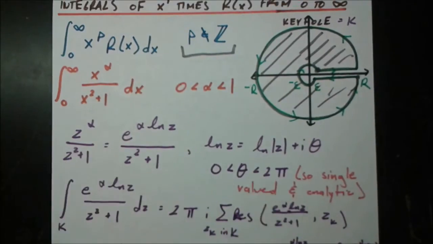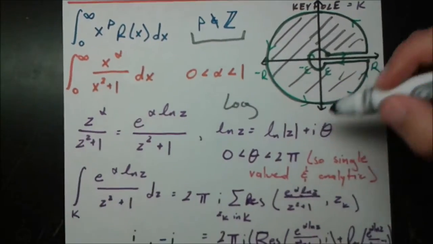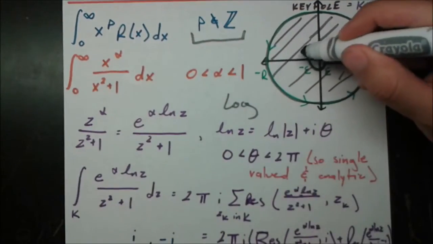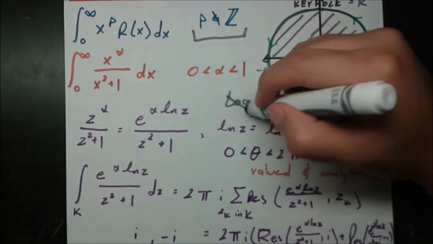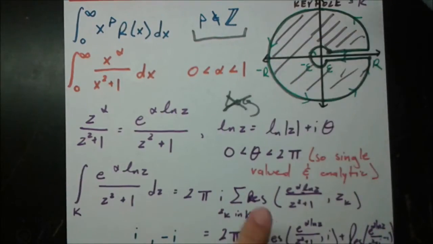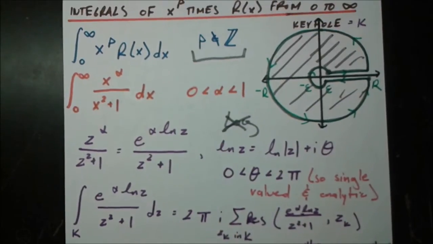So there was a function that we used before, Log with a capital L, where theta had to go from positive pi to negative pi, or negative pi to positive pi. But in this case, we're not going to be using this. We're just going to use a general branch of log z where theta goes from 0 to 2 pi, because that's going to help us for the purposes of this problem.